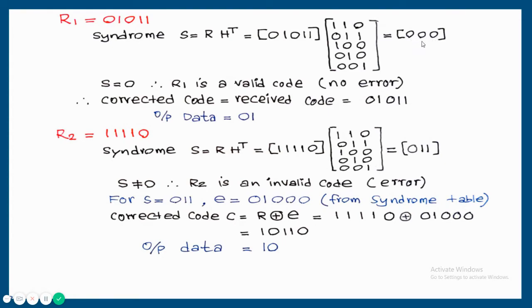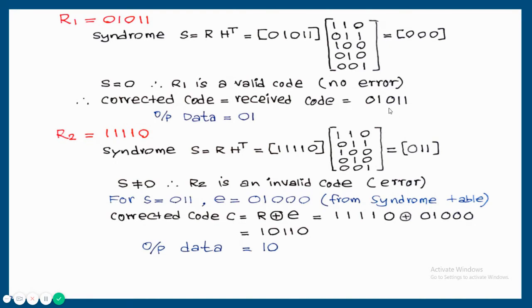Syndrome equal to 0 is an indication the received code is a valid code and there is no error. So written here, SC is equal to 0, R1 is a valid code and there is no error. So the corrected code is same as the received code, equal to 01011.